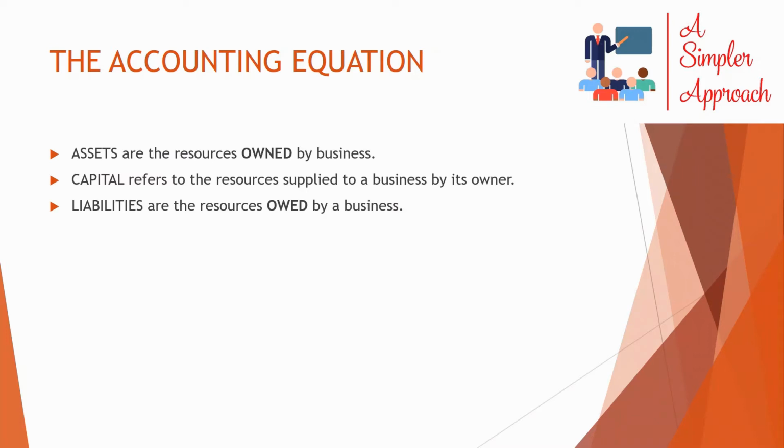Let's do that again. Assets are the resources that are owned by a business entity. Capital refers to the resources that are supplied to a business by its owner, and liabilities are the resources that are owed by a business. Okay?